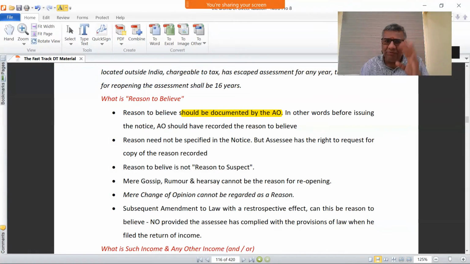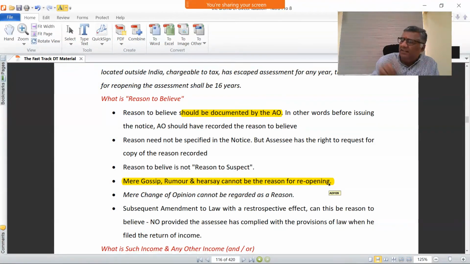Reason to believe should be recorded, should be written and recorded. Reason need not be specified in the notice, but the assessee has the right to ask you, supply me the reason. Mere gossip and rumors cannot be the reason.